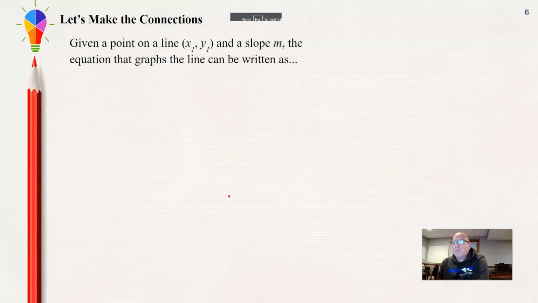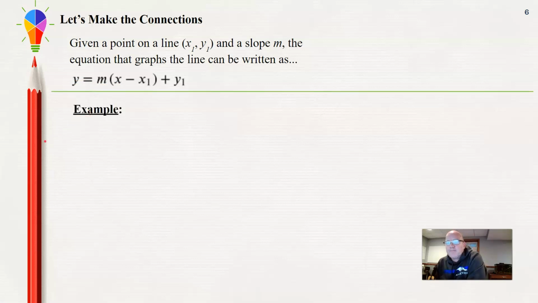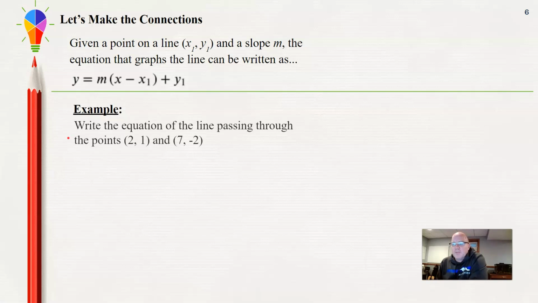Okay, so here is the official definition of point-slope form. Given a point on a line, x1, y1, and some slope m, the equation that graphs the line can be written as y equals m times the quantity x minus x1 plus y1. Now this is very abstract, but keep in mind that x1, y1 are going to be two values. They're going to have numerical value. This y and this x are going to stay as variables because we need an x and a y in order to make that connection to graph the line. So here's a quick example of what this looks like in action.